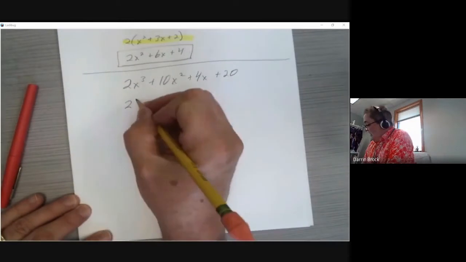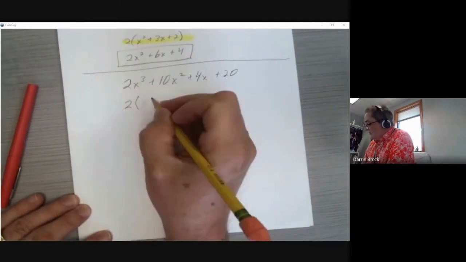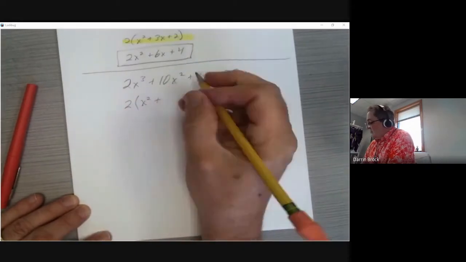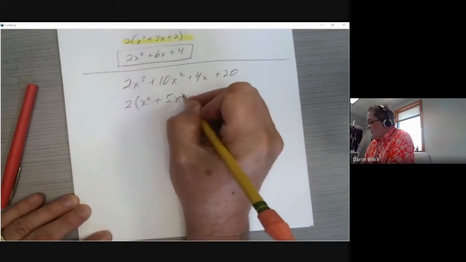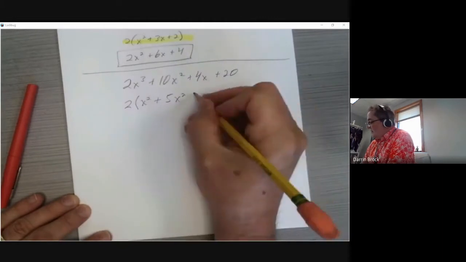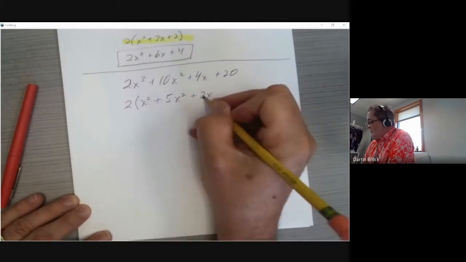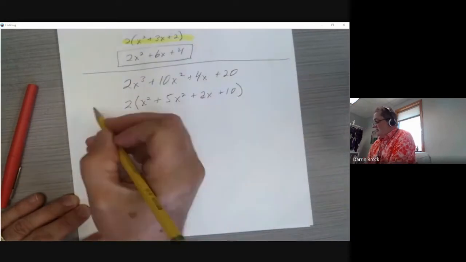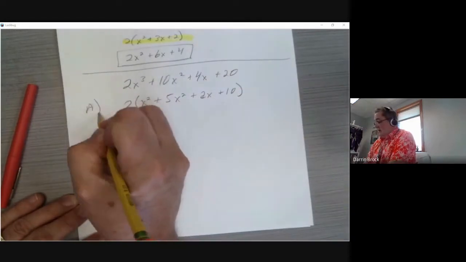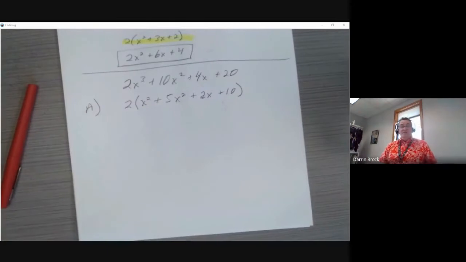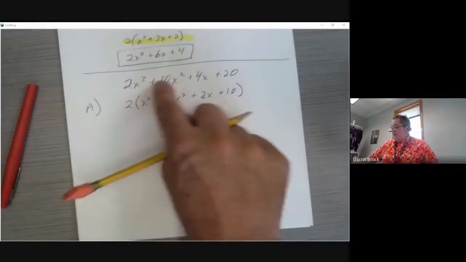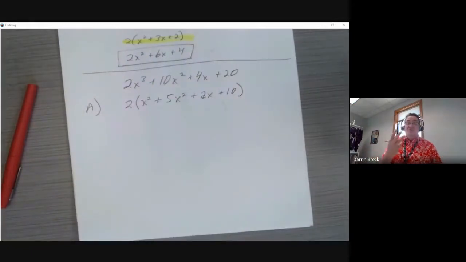So 2 is it. If we take a 2 out of the first term, that just leaves x to the third. If we take 2 out of 10x squared, that leaves 5x squared. If we take a 2 out of 4x, that just leaves a 2x. If we take a 2 out of 20, that leaves plus 10. So this would be part A, where it has you rewrite the expression so the greatest common factor is factored completely. That's it. That's factoring out the greatest common factor, which is just a 2.